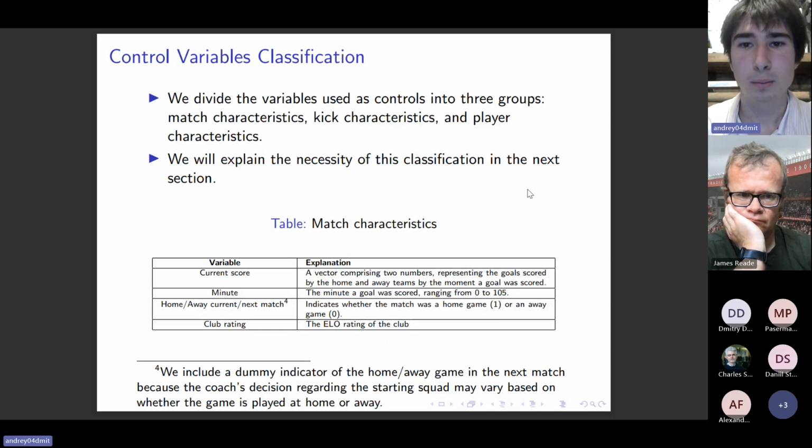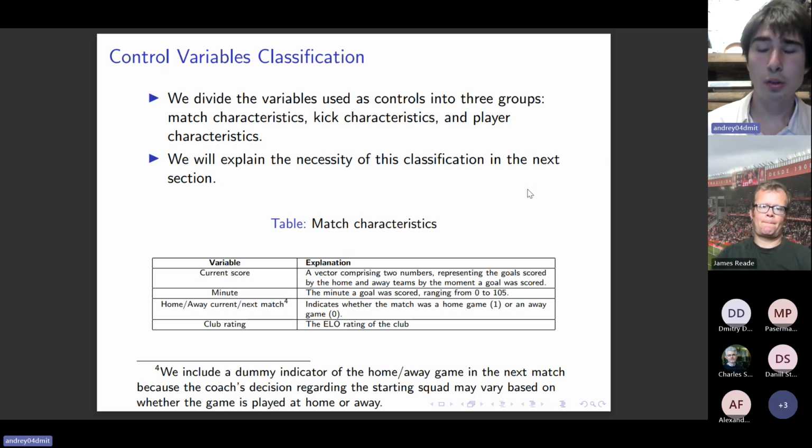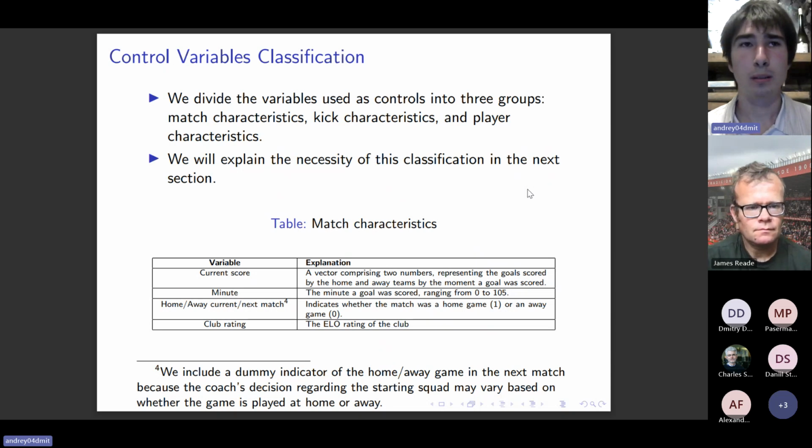And we move on to the classification of these variables. We classify all the variables into three clusters: match characteristics, key characteristics, and player characteristics. We will explain the necessity of this classification in the next section. For now, match characteristics are the current score when the goal was scored, the minute on which the goal was scored, whether this was a home match or an away one, and also club rating.